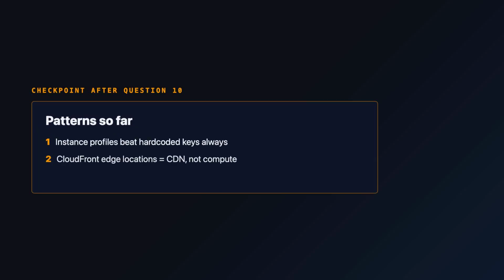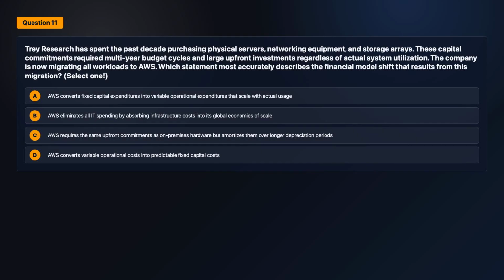Questions 6 through 10 reinforced IAM least privilege, the rehost, or lift-and-shift, migration, EC2 instance profiles over hard-coded credentials, CloudFront edge caching, and Config for configuration state timelines. Okay. Question 11 is up.